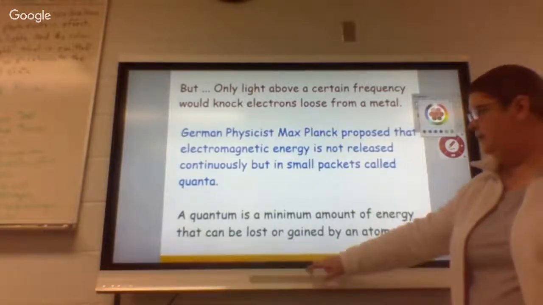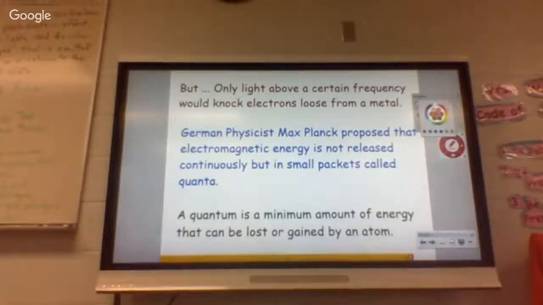A quantum, which we're going to talk about in a minute, is a minimum amount of energy that can be gained or lost by an atom. Write it down, and then we'll go back so we can work with Ashaya here and her problem. The quantum and the quantum theory.